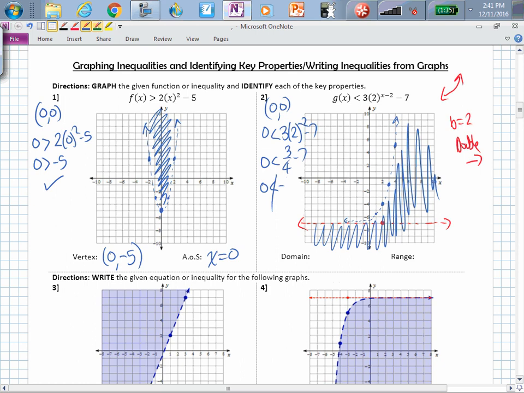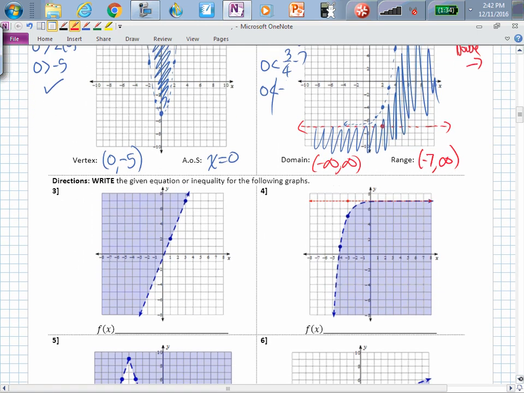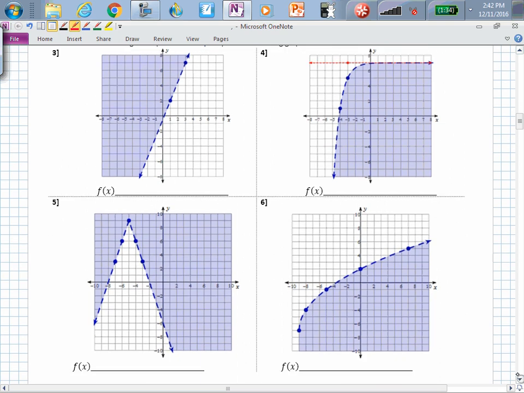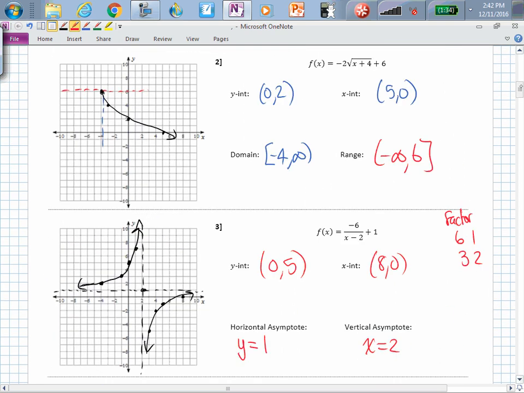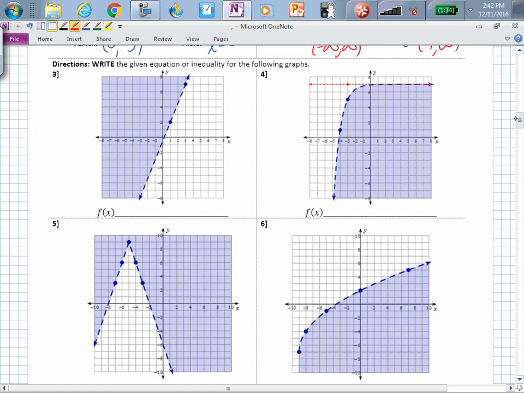Domain is going to be all real numbers, so -infinity to infinity. Range is a tricky one. The lowest value is -7, but it is not included because it never touches this horizontal asymptote and it goes to infinity. So just be careful. Parentheses versus brackets. Alright, so these next 4 graphs, we are going to just write the inequality. Write the inequality for each of these following graphs.